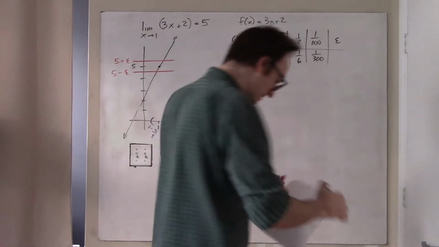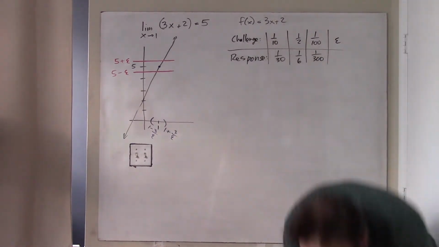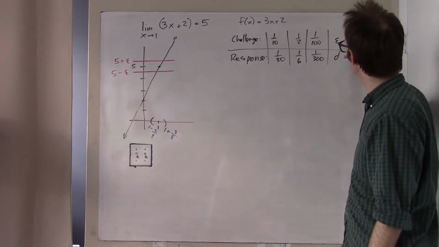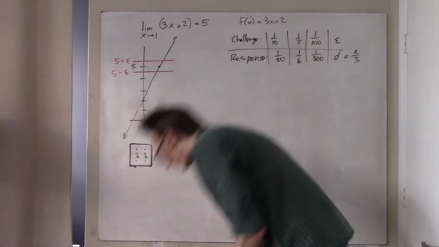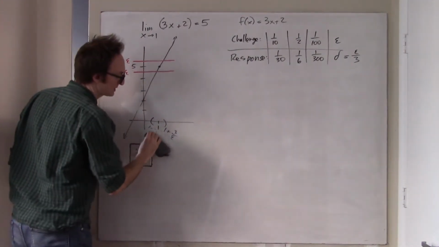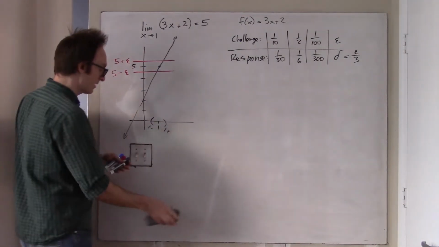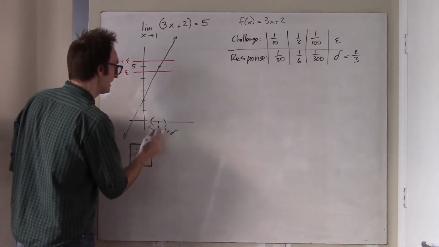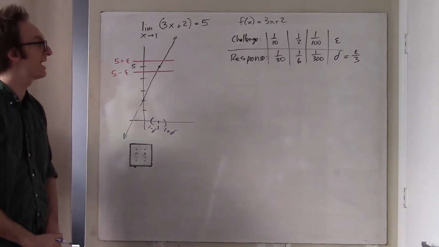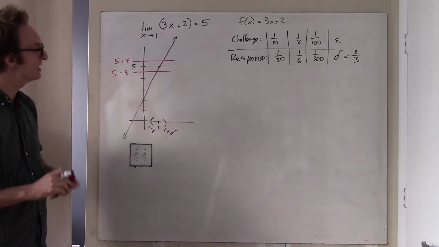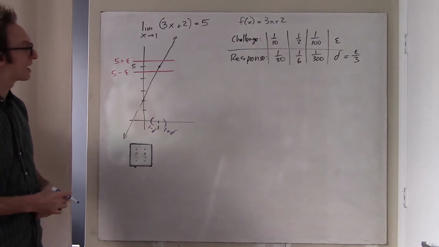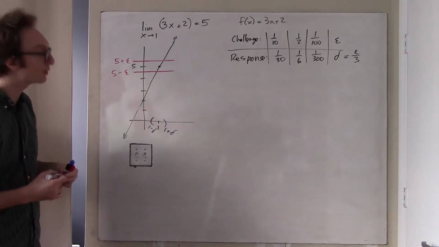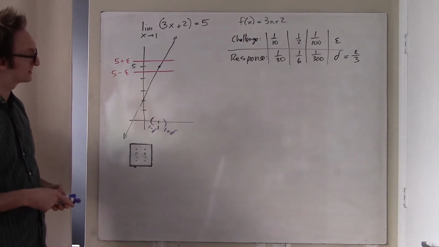And this number we also have a name for. We call it delta. And what is delta? Delta is another Greek letter which we use to refer to how far away from 1 I'm allowed to go in order that my function land within epsilon of the number I'm claiming to be the limit, which is 5. All right, I don't know if this was the greatest explanation ever, but this is the idea.